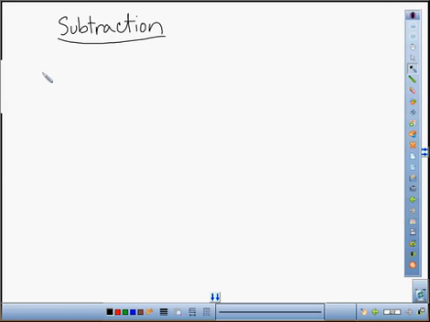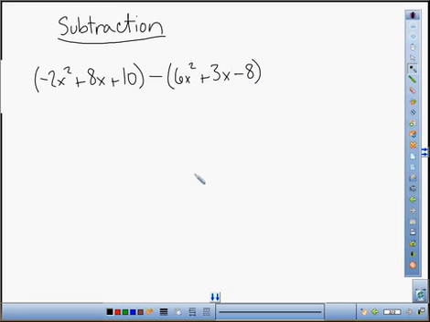And so, for example, negative 2x squared plus 8x plus 10 minus 6x squared plus 3x minus 8. Okay? This subtraction means everything in this polynomial is being subtracted. And we know that when we have things like minus and negative, it changes to plus a positive. And that gives students a hard time.